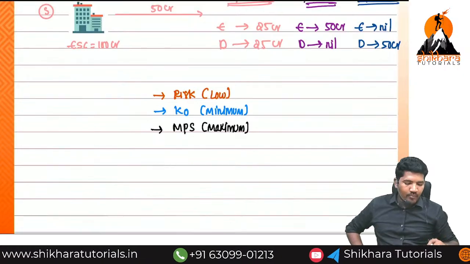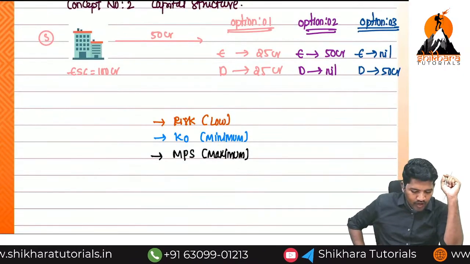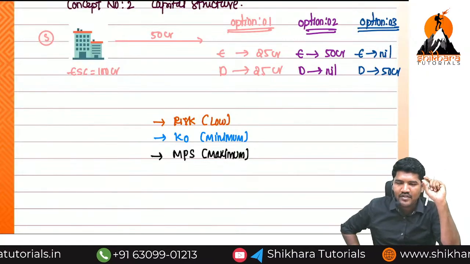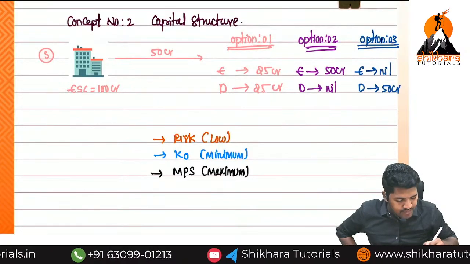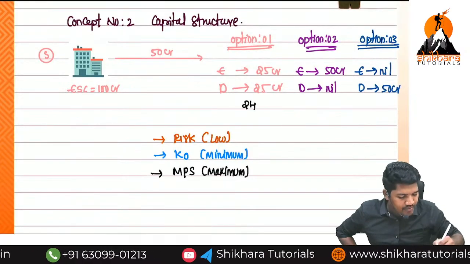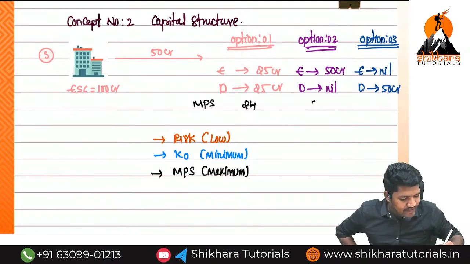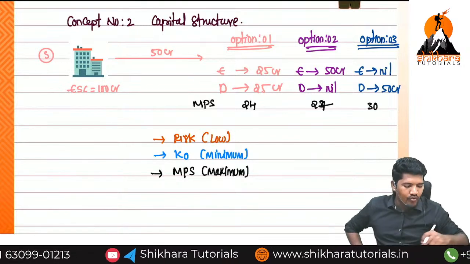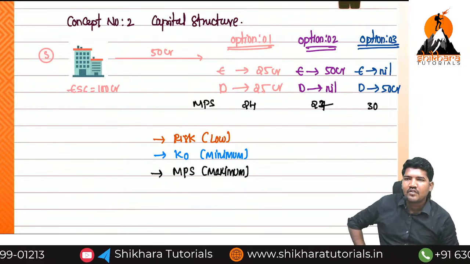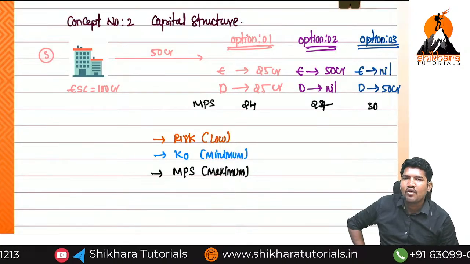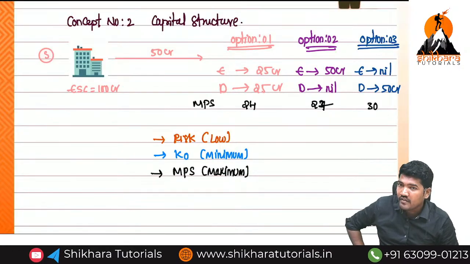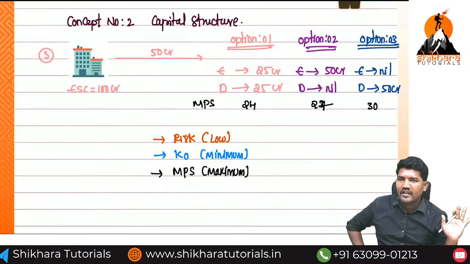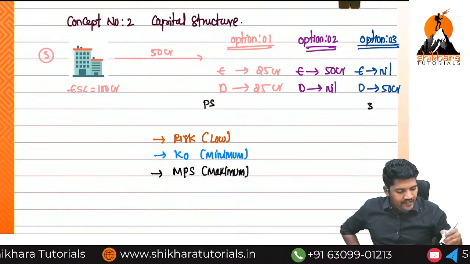Very clear. Now the point is, I'm not focusing on the risk. I'm not focusing on the KO. I'm just focusing on the MPS. Now I calculated MPS for option 1, 24 rupees. Option 2, 27 rupees. Option 3, 30 rupees. Out of this, where is the maximum? Option 3. Can I use the word optimal capital structure? Based on that, yes. Forget about all the rest. Are you clear now? Done. Next.